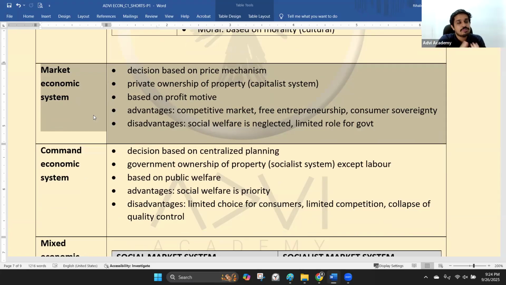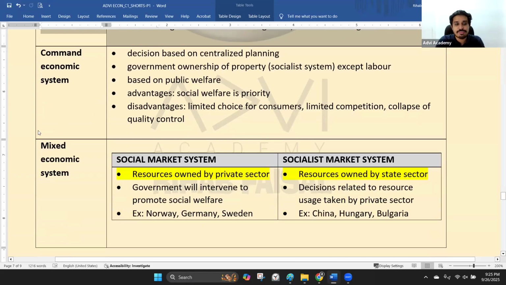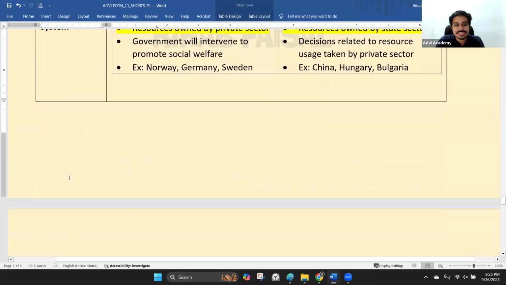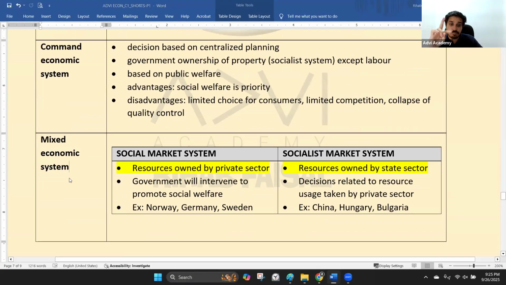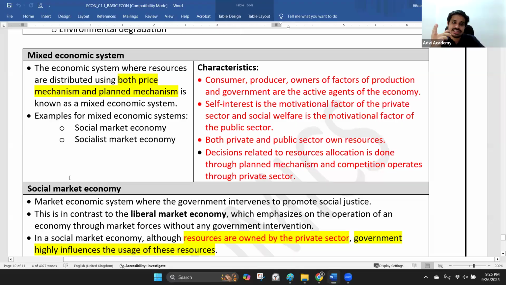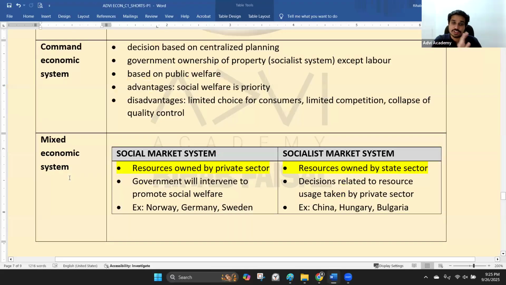But the truth is none of these economic systems are perfect. They have their own advantages and disadvantages on both sides, end of the day. Okay, so that is where it gave birth to something we call the mixed economic system, where we have both aspects. It's a mixed thing. So then we have something called social market, and then we have something called socialist markets.